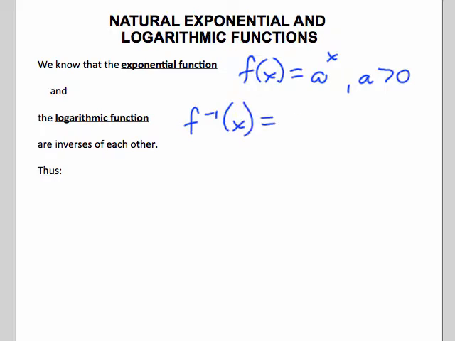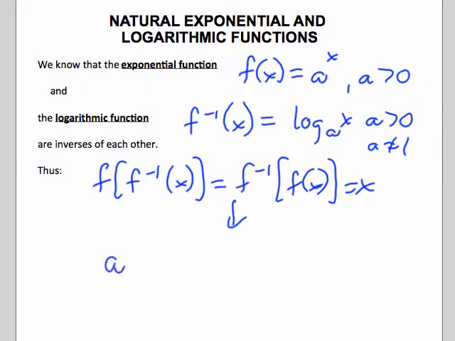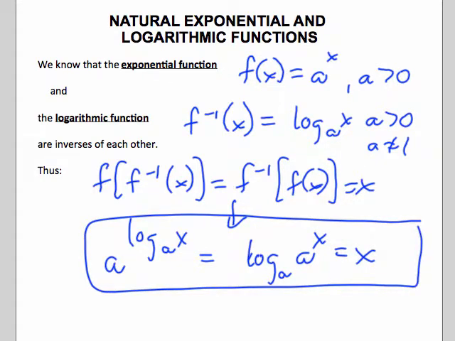Remember, that's the inverse notation, log base a of x, where a is greater than 0 and a cannot be 1. And since these functions are inverses of each other, that means this statement is true: a to the log base a of x will equal log base a of a to the x, which will equal x. Okay? And then there's a whole list of other properties of logs that you're aware of.